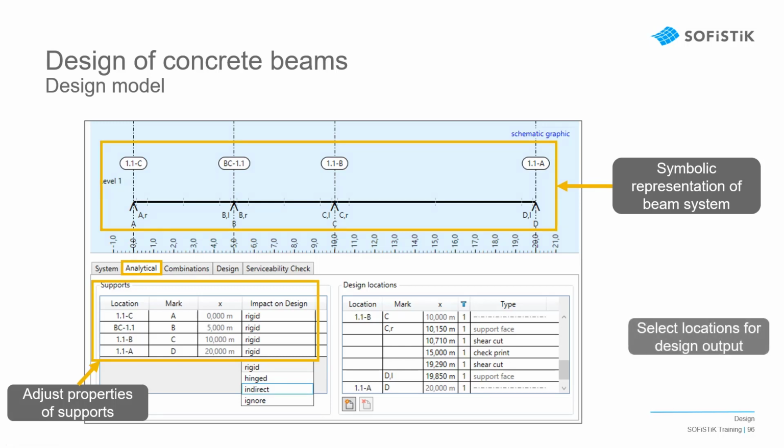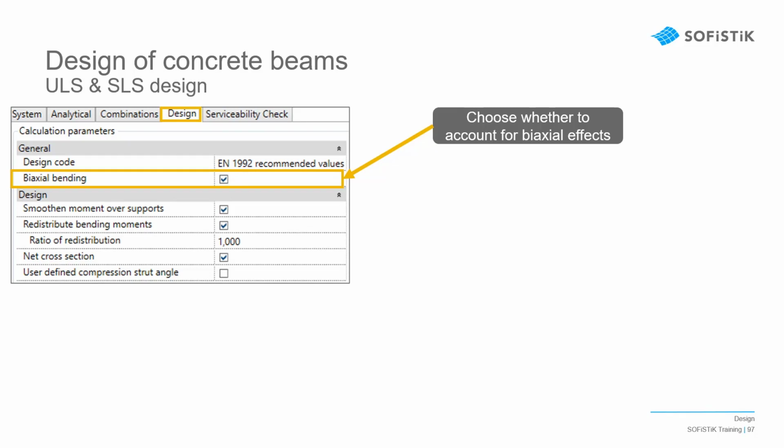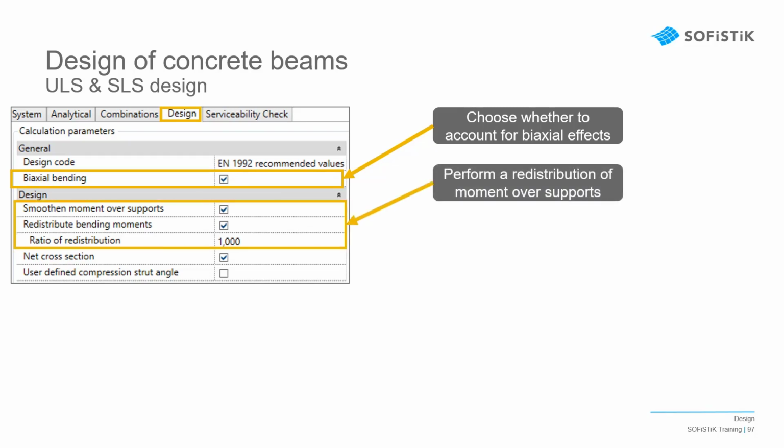In the other table, we can set the position at which the software will print the calculation details for later control and documentation. We then look at the ULS and the SLS verifications. In the tab Design, the parameters for the bending design can be adjusted, for instance, whether we account for lateral bending and how moments will be smoothened at supports.